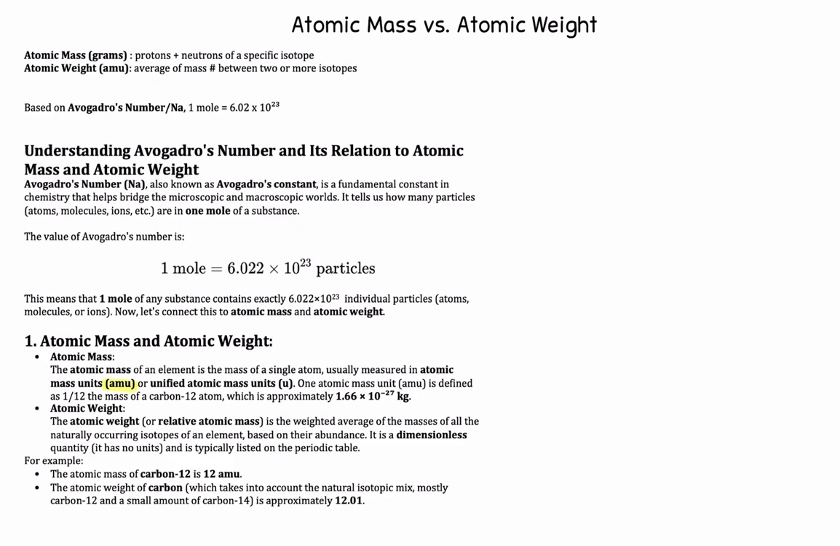Atomic weight, which is also known as relative atomic mass, is the weighted average of the masses of all the naturally occurring isotopes of an element based on their abundance. It is dimensionless, meaning it has no units, and it's typically listed on the periodic table. So let's go ahead and use an example. I'd like to use carbon first as an example.